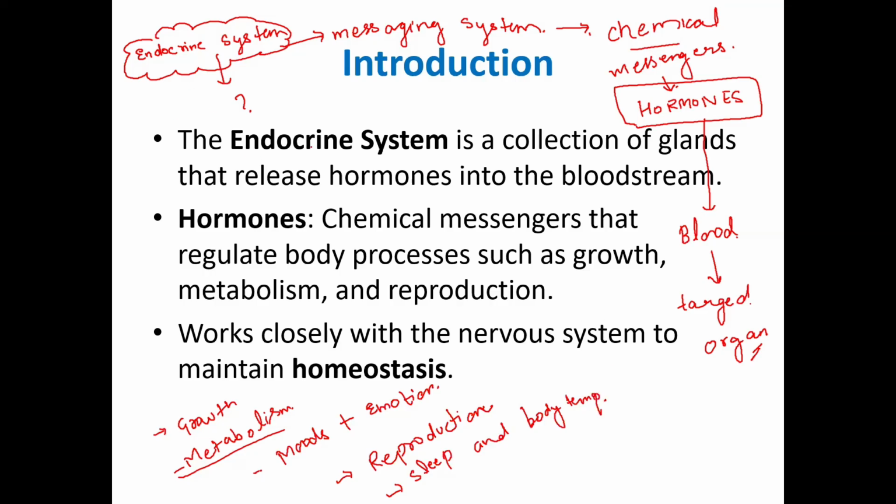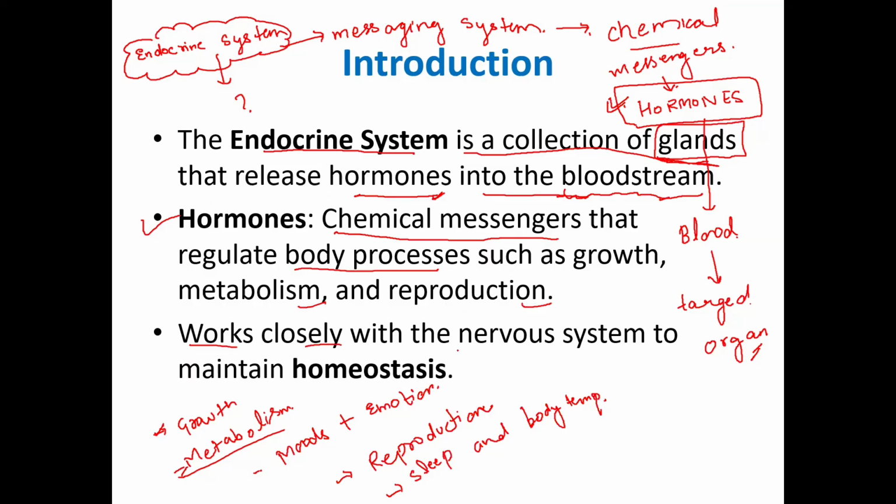The endocrine system is a collection of glands. A gland is an organ which makes a chemical called a hormone and releases it into the bloodstream. Always remember, hormones are non-nutritive chemicals, very small in quantity, released into the bloodstream. Let's define hormone: it acts as a chemical messenger that regulates body processes such as growth, metabolism, and reproduction. It works closely with the nervous system.